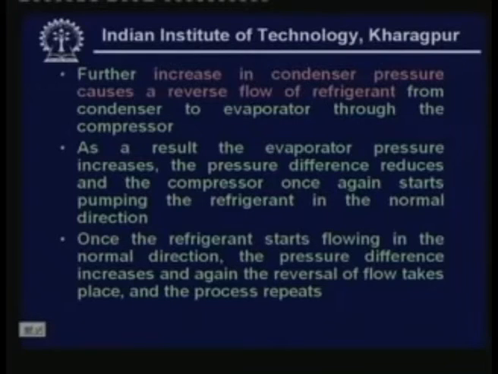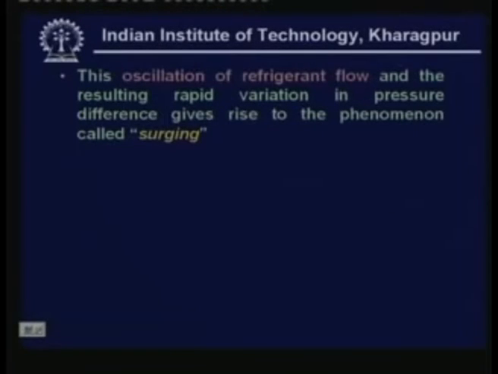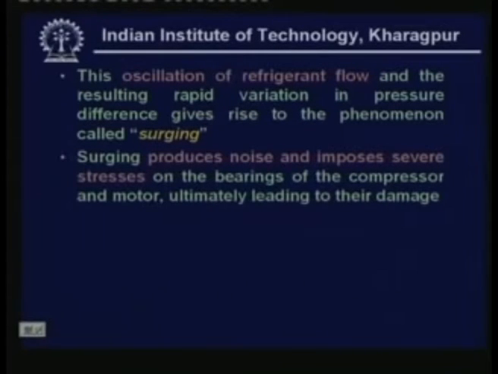Okay, so as I said, once the refrigerant starts flowing in the normal direction, the pressure difference increases, and again the reversal of flow takes place, and the process repeats. This oscillation of refrigerant flow and the resulting rapid variation in pressure difference gives rise to the phenomenon called surging. Surging produces noise and imposes severe stresses on the bearings of the compressor and motor, ultimately leading to their damage.